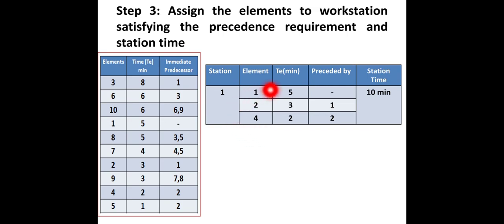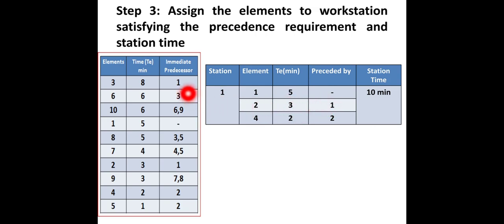Once you have assigned element number 1, in the precedence column you need to check for number 1. Which elements have 1 here? Element number 3 and element number 2. What is the time for element number 3? The time is 8 minutes. So 5 plus 8 will be 13 minutes. Since the station time is 10 minutes, we can't assign that element. What is the next element here? It is 2. What is the time here? It is 3 minutes. So 5 plus 3 will be 8, which is less than 10 minutes. So we can assign element number 2 here. So it has been assigned.